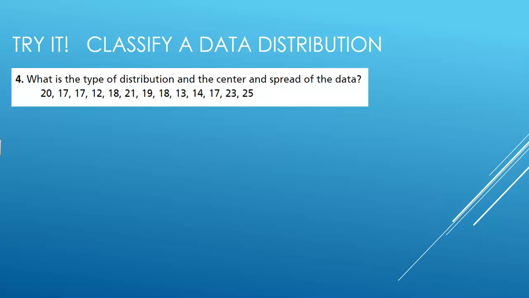I want you to try these. Go back if you're not sure which buttons to push on your calculator. Go back and look, or Google a video on how to do it. But the important ones are setting your stat plot. That's second, Y equals. You want to make sure you have that on, and then changing your window if you need to look at the distribution in different ways.